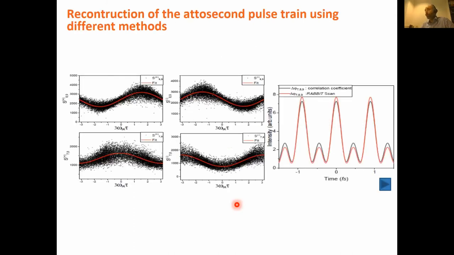So it works, and once we have information on the sideband oscillation, we can also reconstruct the attosecond pulse train using the typical RABBIT. We can measure the shifts between the oscillations, and we can reconstruct the attosecond pulse train. And here you can see the comparison between the two different reconstruction methods, using the correlation coefficient that I have been showing in the presentation, and also the typical RABBIT procedure measuring the shifts. And so there is also a nice agreement on this. So the same technique again can be used as an attosecond timing tool for future experiments.